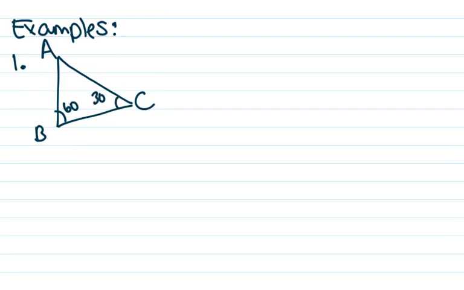So example 1. I'm giving you this triangle, triangle A, B, C, where angle B is 60 degrees, angle C is 30 degrees, and I give you this side is 6 and this side is 12. And we need to find angle A, which we'll call theta, and we need to find side length B, which is missing. So this is a 6 and that's a B.